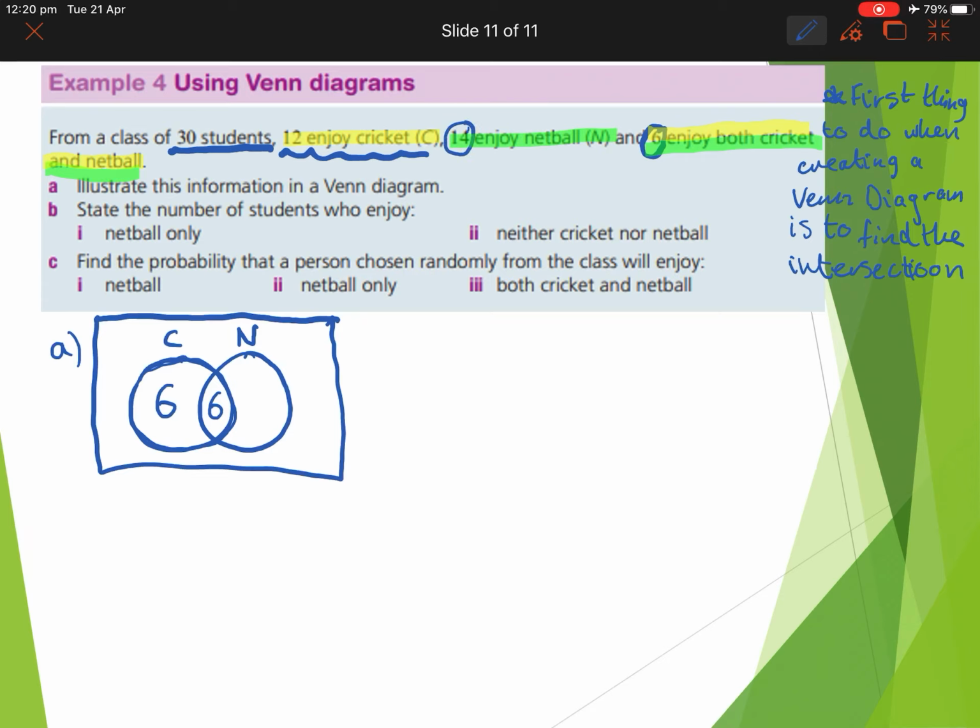And so for netball, we need 14. So we need the whole circle for netball to equal 14. We already have 6 here, so the leftover, 14 minus 6, is 8.